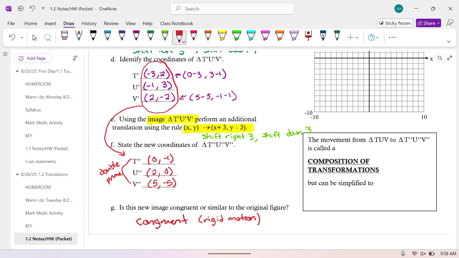Now, last tiny thing. This is just a vocab thing, and then you're done. I know we're right on time. So if we look from our original triangle to our double prime triangle, this is what we call a composition of transformations. That's all it is. And we'll learn more about that when we do more different types of transformations.